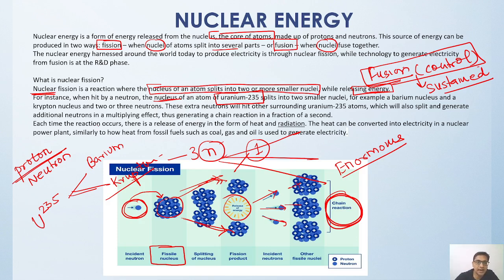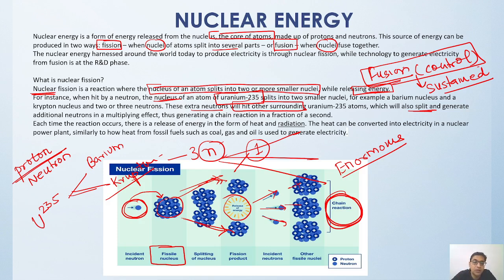So each time, here we can see this extra neutron will hit another uranium-235 atom, and this will again split into krypton and barium, and further release 3 more neutrons. So this chain reaction keeps on multiplying. This happens within a fraction of a second. It is a very fast reaction.